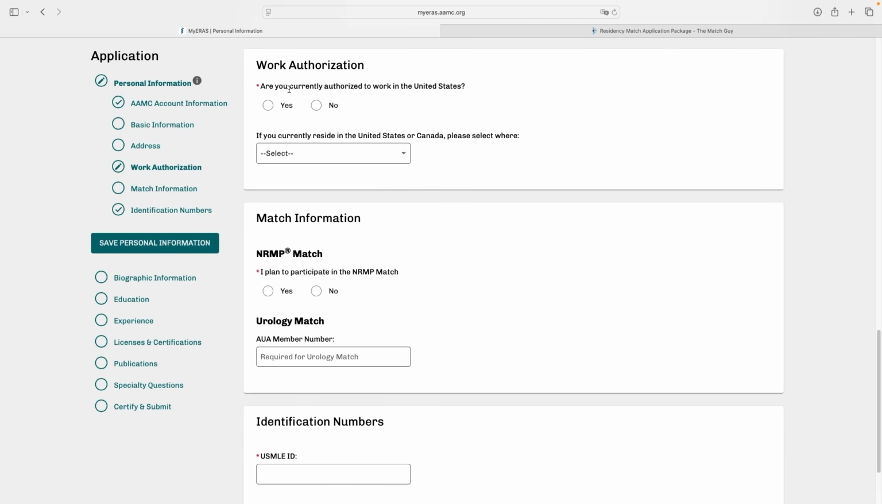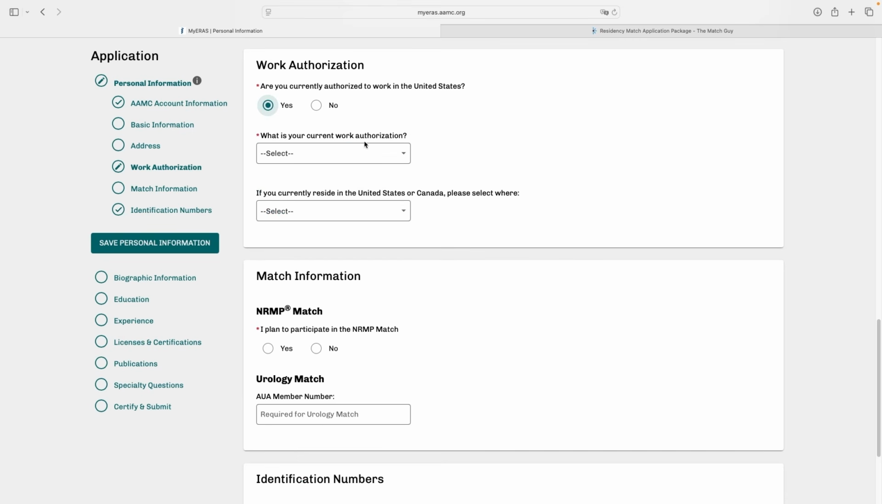So you need to answer this question: are you currently authorized to work in the United States? So if the answer is yes, it's going to ask you what is your current work authorization, because this question assumes that you already have your own visa. Let's say you're a citizen, you have green card, so technically you don't need sponsorship from the program.